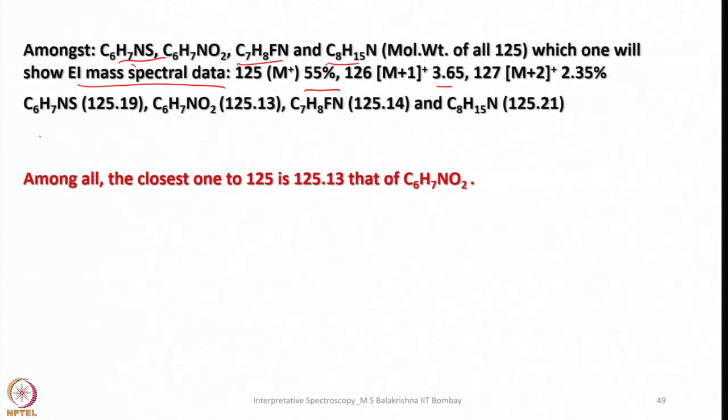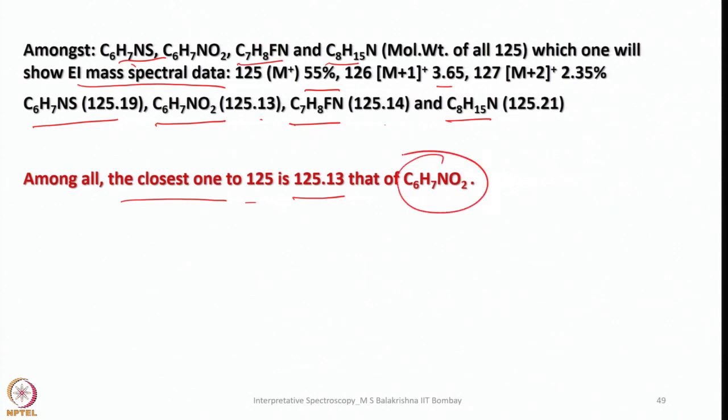So now, if you consider, this is 125.19, this is 125.13, this one is 125.14 and this one is 125.21. Among all, the closest one to 125 is 125.13, so it corresponds to this one. You can just check the molecular weight of 125. If you consider the unit mass in all these, this comes closest to this one, and hence the given peak is due to C6H7NO2. So let me stop here and come up with more information about mass spectrometry and also more interesting problems in my next lecture. Until then, have an excellent time. Thank you.